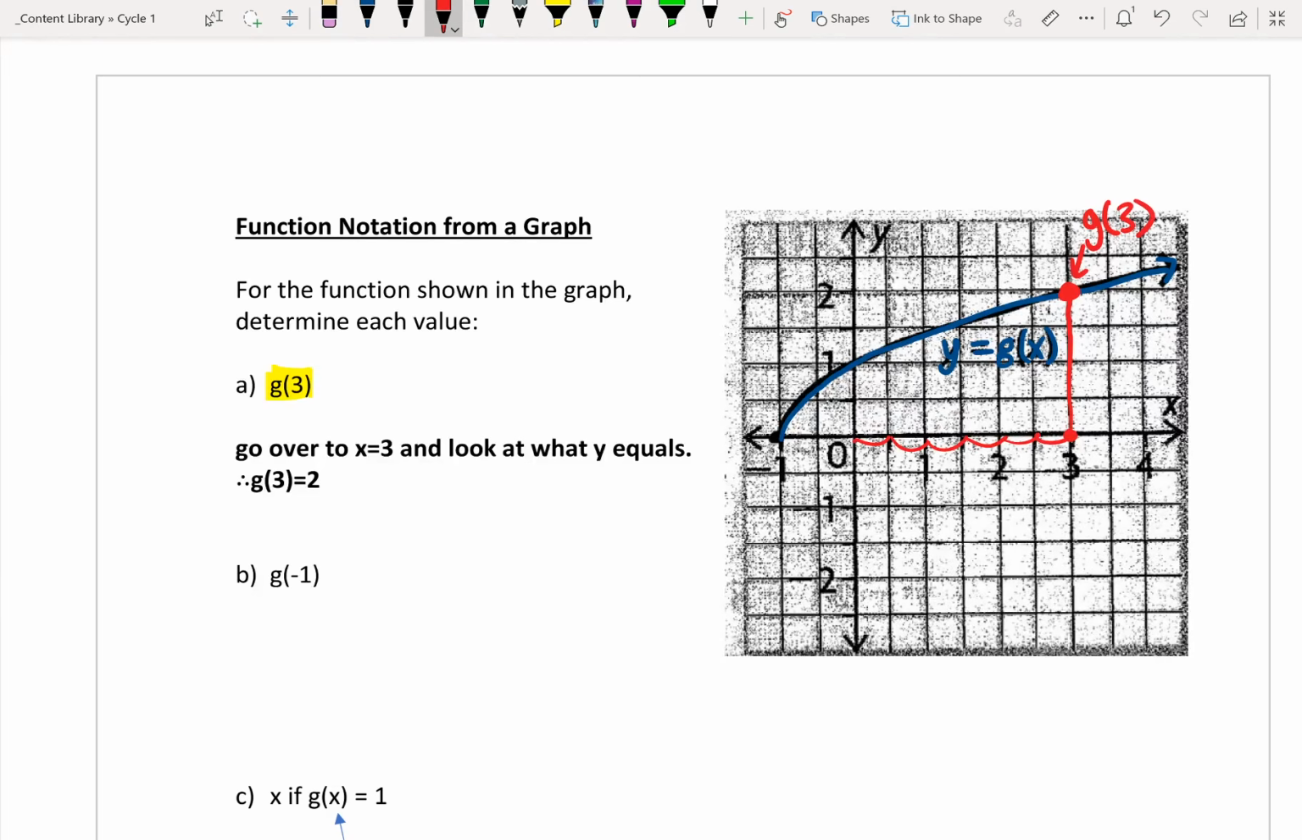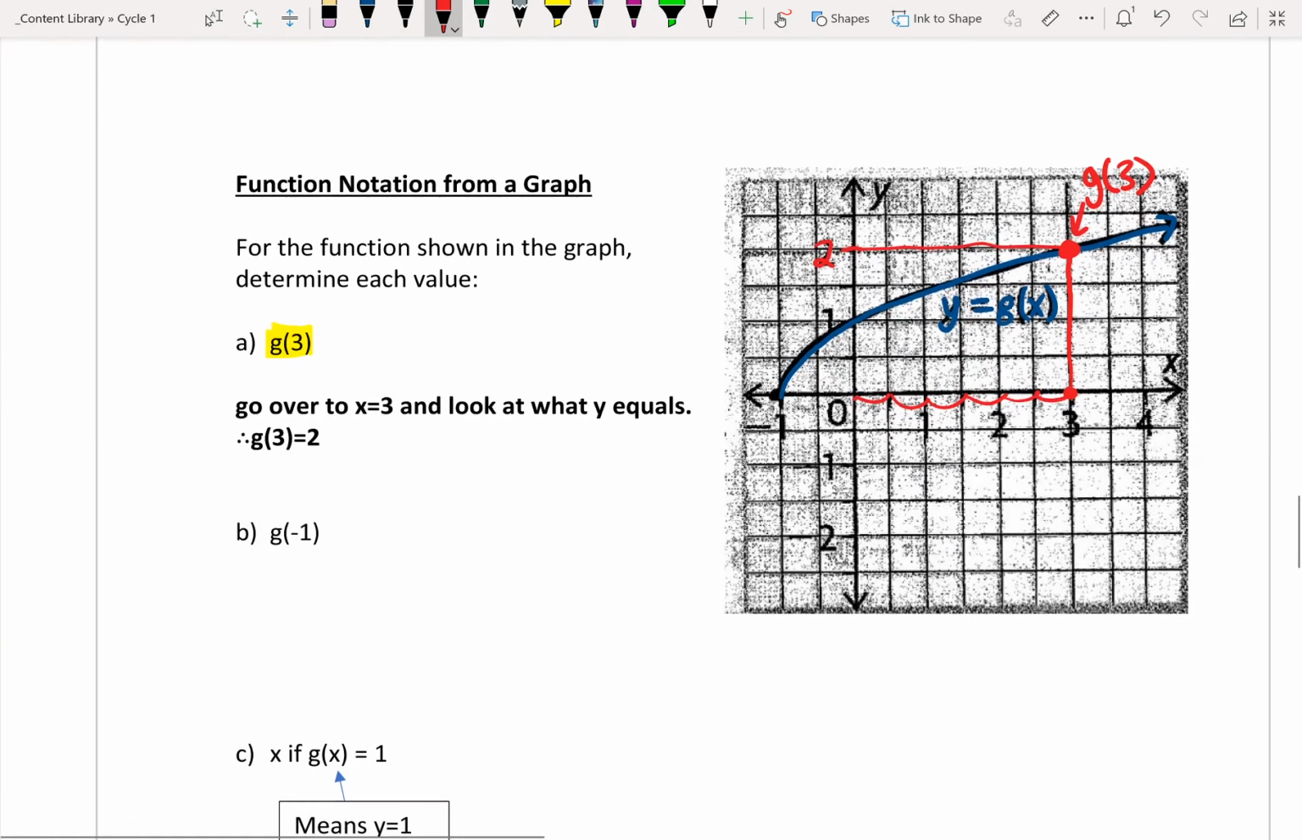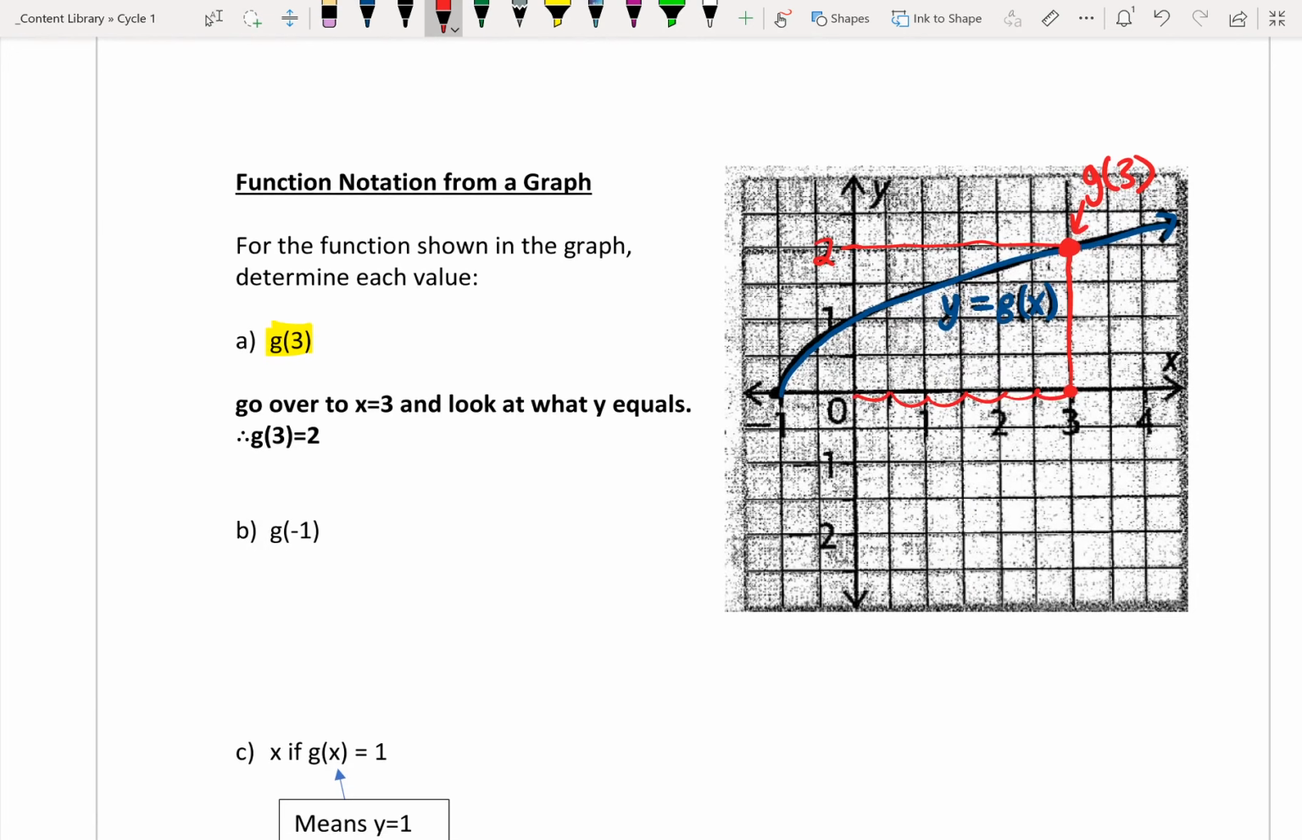If we look, we can see that it lines up at 2. So that means that g at 3 equals 2. If I want to do the same thing for g at negative 1, it's the same idea. I'm going to go over to where x is negative 1, and follow it up till I hit my function, but luckily I don't have to go up very far because my function is right at that value. So g at negative 1 is equal to 0, because it's right on the x-axis.